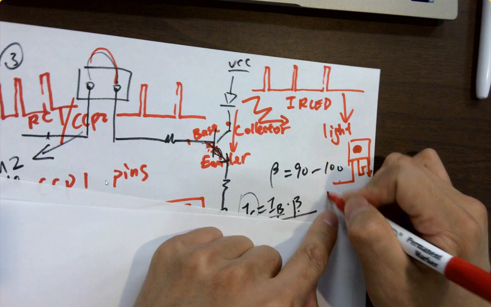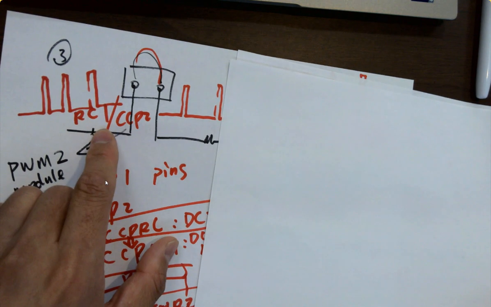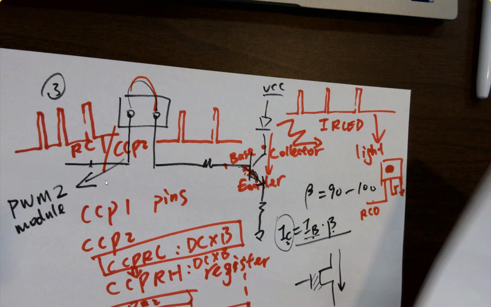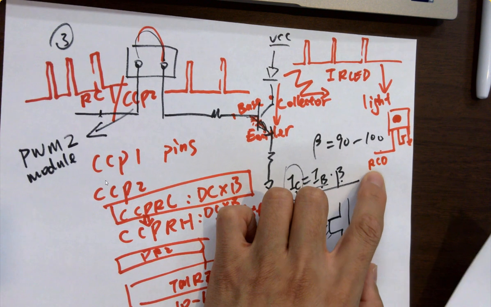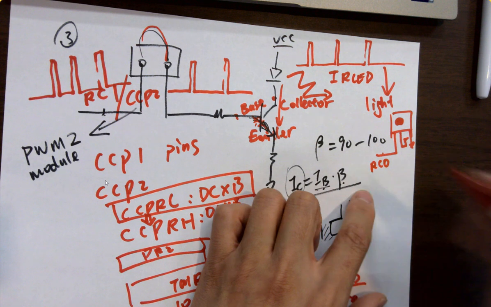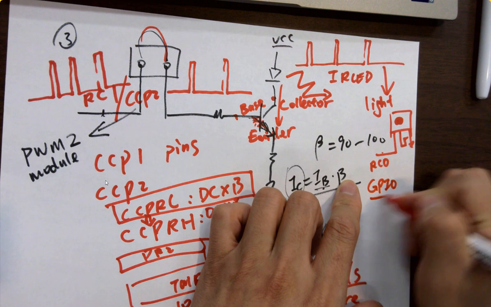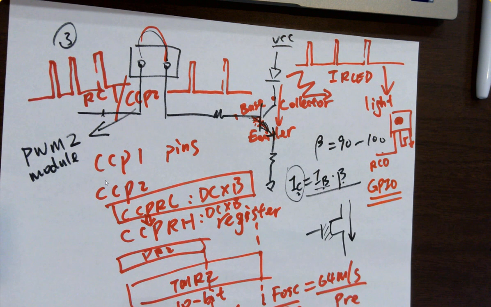Remember the decoder? RC0. Okay? What's the PWM pin? RC1. Okay. So RC0 is nothing special. It's just the GPIO, general purpose IO, right? GPIO.